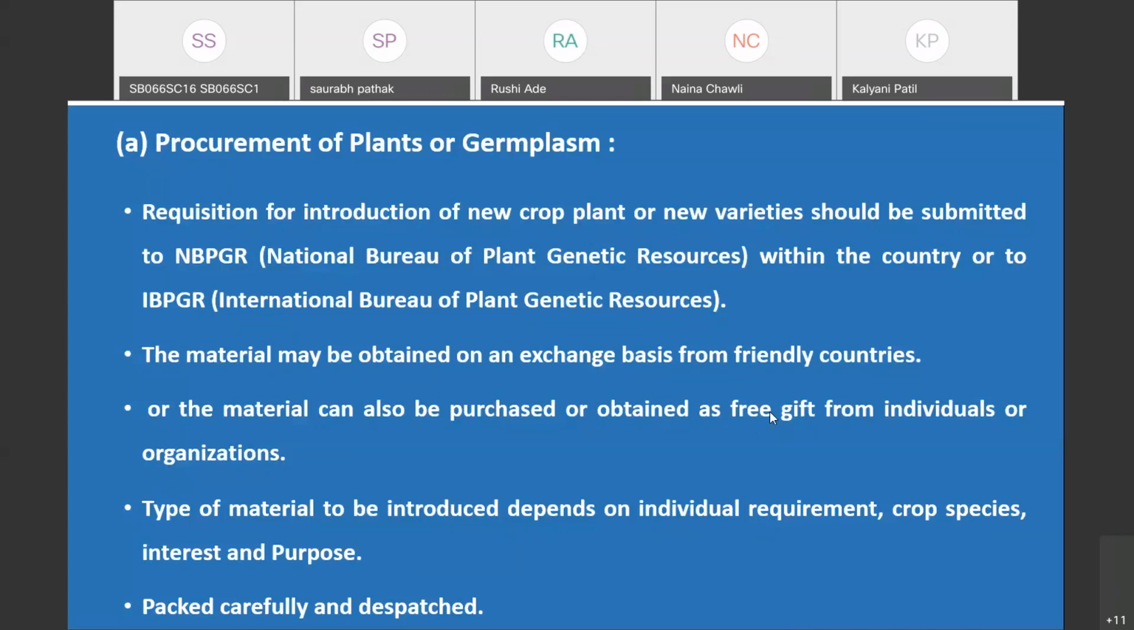Okay, another important thing, the quality and quantity of the material to be introduced. The quality and the quantity of the material to be introduced depends upon the requirements of the workers.